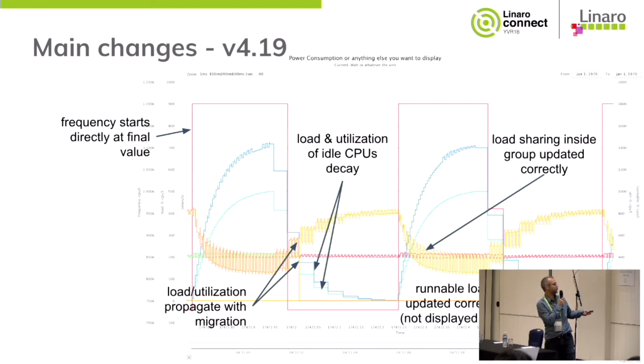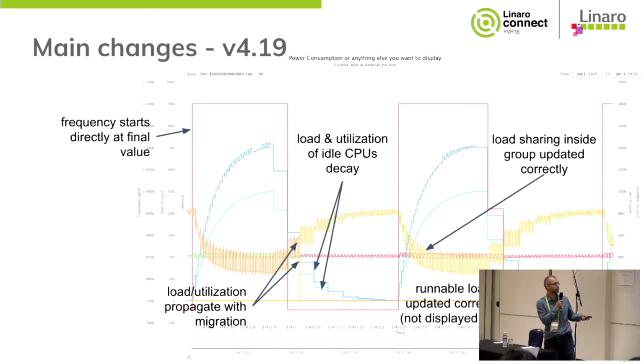We still have the load and the utilization propagation. We are now decaying slowly the utilization of idle CPU. And the share also, we can see that the load of a task, when another task in the same task group is running, we are decreasing its load so that it will not take too much runtime compared to other task group.